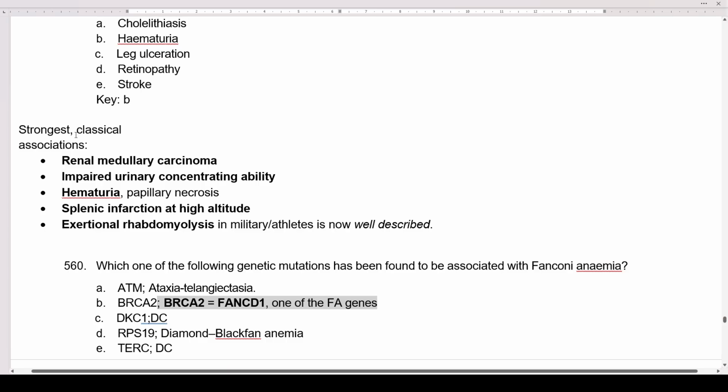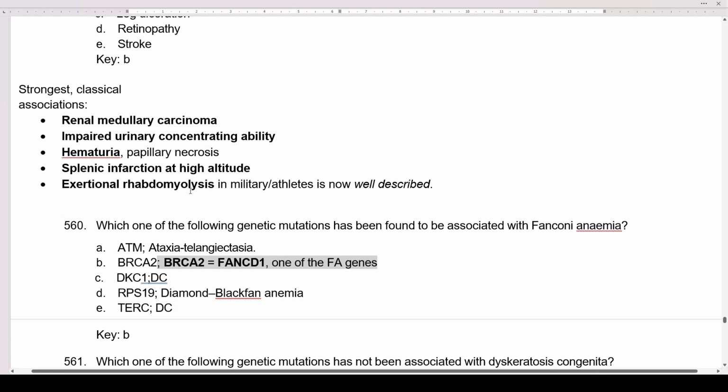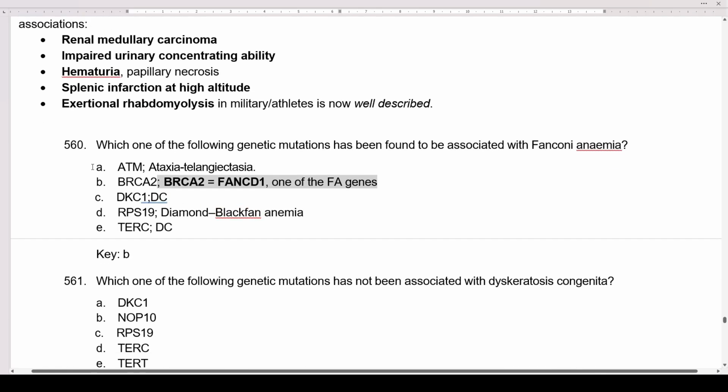Just revise this. Strongest clinical associations in case of sickle cell trait are renal medullary carcinoma, impaired ability to concentrate the urine, hematuria, papillary necrosis, splenic infarction at high altitude, and exertional rhabdomyolysis. Okay, next is 560.